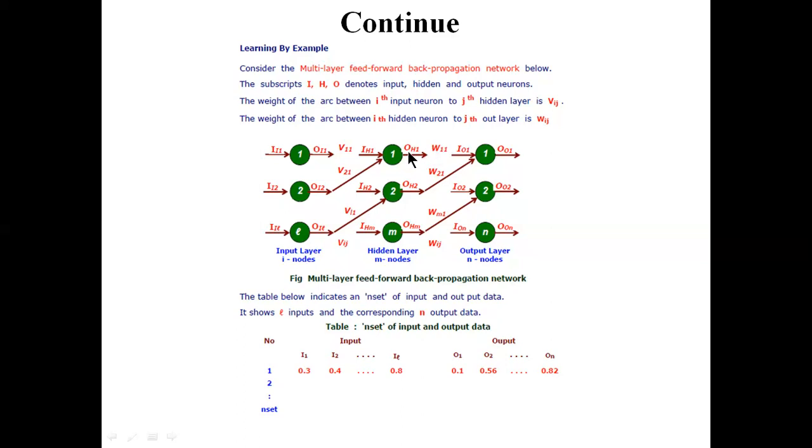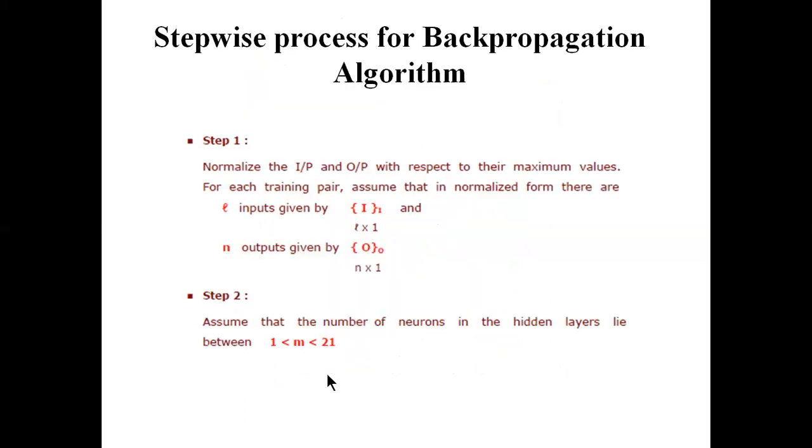And the weights between the hidden layer and the output layer are W11, W21, WM1, and like this. There should be n number of input and output data sets. So for I1, I2 up to IL, there is a past data set for the input case, and for that input we get the output as O1, O2, up to ON. There may be n number of data sets, and they can be used for the training of the respective backpropagation neural network. So coming to the stepwise procedure for the backpropagation algorithm.